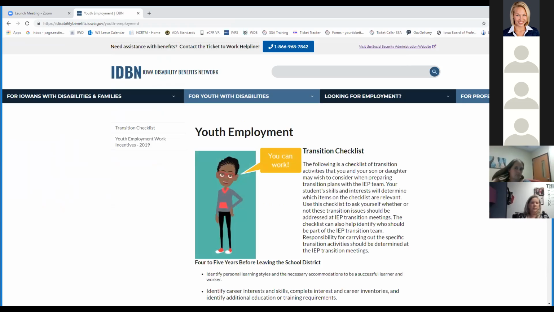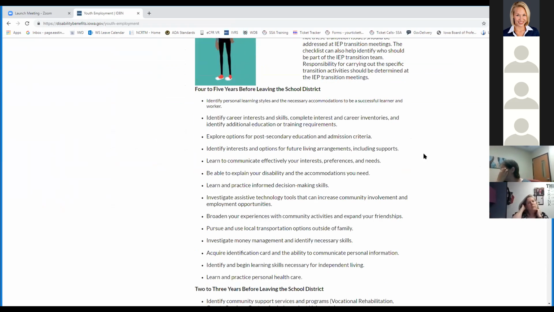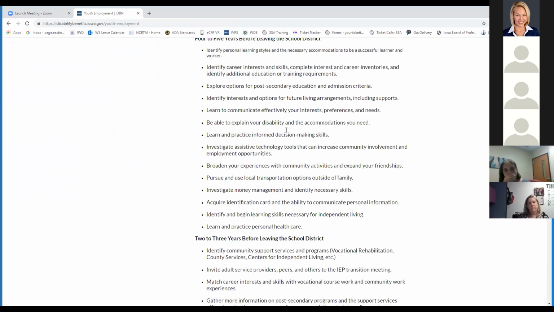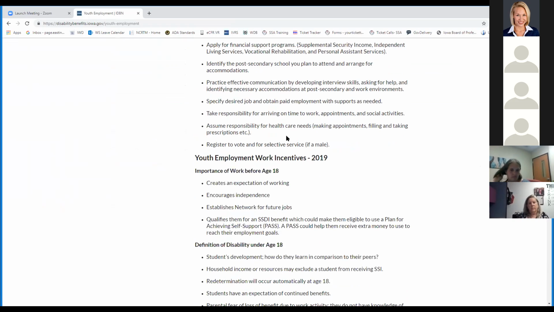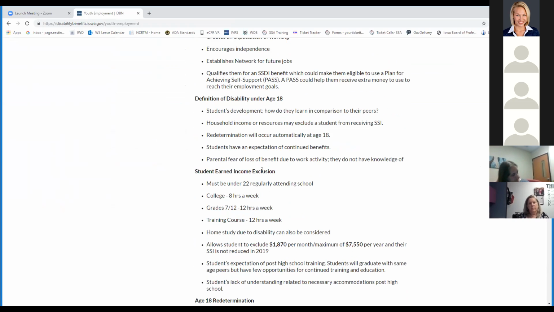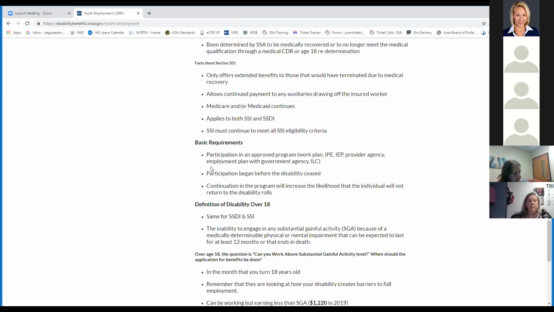The youth-specific resources contain a checklist for transitioning youth and some things to do when you're 5 years out, before you're leaving the school district, when you're 2 to 3 years out. It gives them a nice timeline so that they're not graduating or leaving the school system and having no idea what to expect. It gives them a bit of a timeline, and talks about age 18 redetermination, what's going to happen with that.